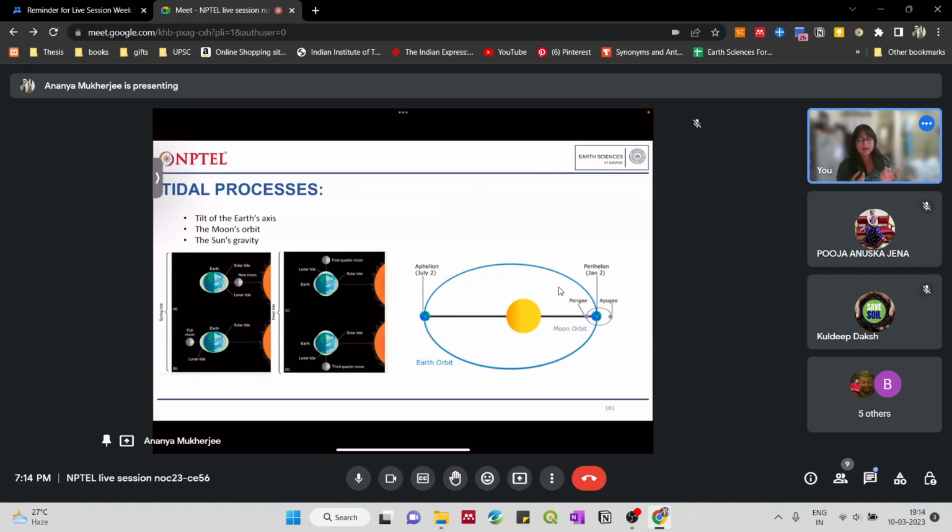And if the moon, the earth and the sun are in a perpendicular position, not aligned but at a right angle, you will have neap tides. And normally, if at one place you are having a high tide, you will usually have a low tide on the other side with respect to the moon's position.